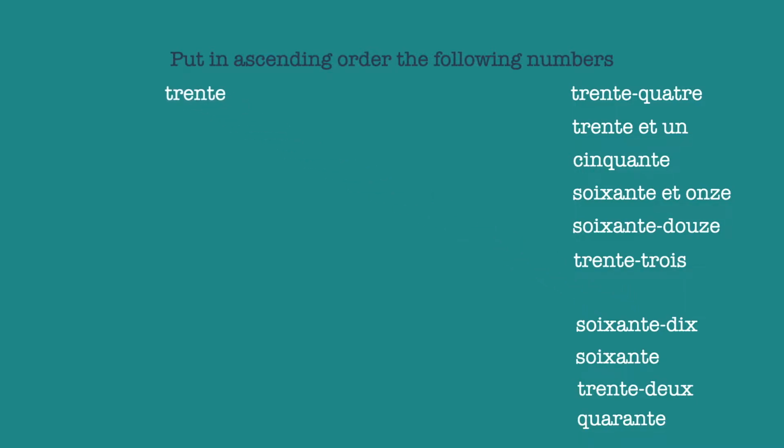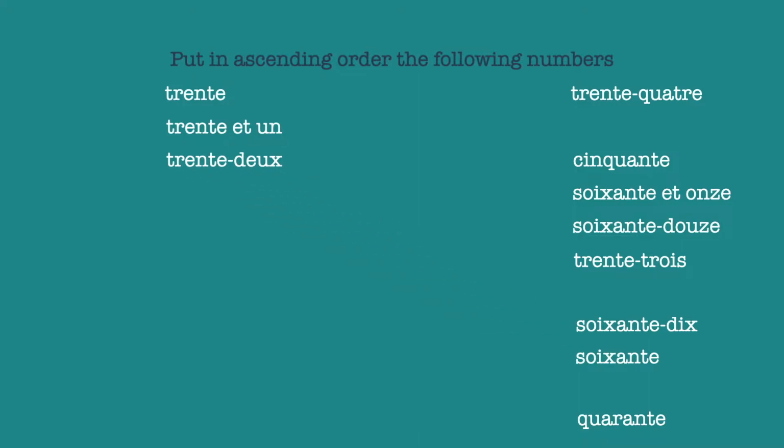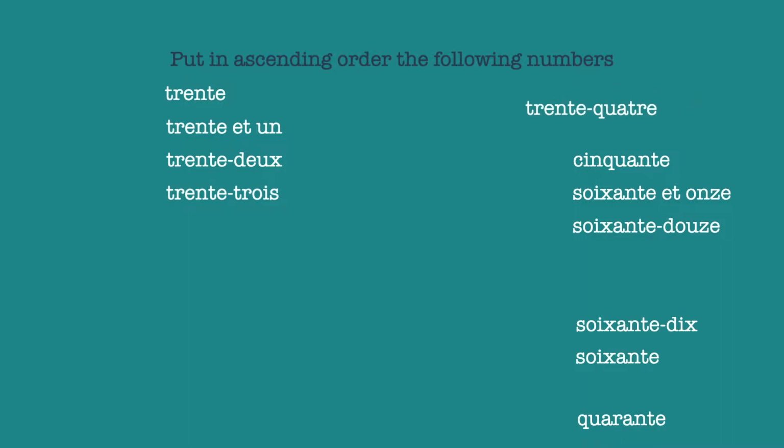So the first number is 30. What about the next one? 31. One more than the last one. What is the following one? We continue with 32. How does it continue? 33. Which one is the upcoming one? 34. Now, which one do you pick up as the following one? 40 is the next one. How does it continue?